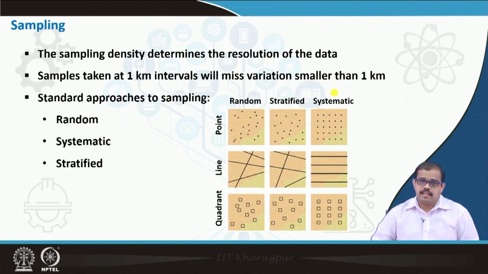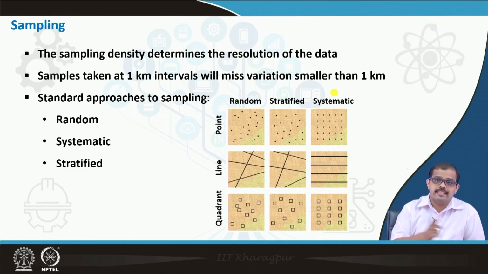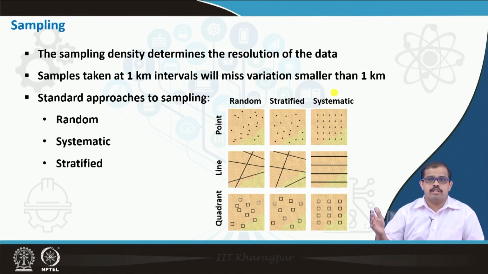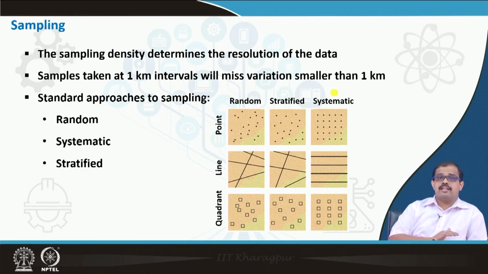The very important part, as I am speaking, is the sampling. When we look at sampling, the sampling density determines the resolution of the data that you collect. So when we look at a sample that is taken at 1 kilometer intervals, it may not be able to capture anything that changes below 1 kilometer. If you have captured something in 100 meters or 200 meters, it will be able to give you the variations between 100 and 200 meters, but it cannot capture less than 100 meters or 200 meters, the way you are trying to capture the data.